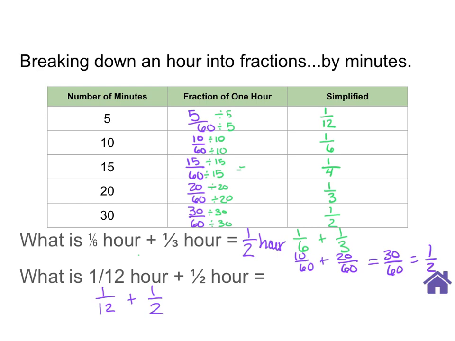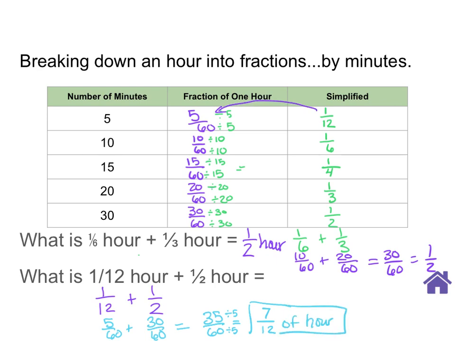So I'm going to look here for 1/12, and that is 5/60ths. So this is 5/60ths, and half would be 30 minutes, so 30 out of 60. Okay, so then if I add this, I would have 35/60ths. And I can simplify that by dividing by 5, and I would get 7, and then 60 divided by 5 is 12ths. And I get 7/12ths of an hour.